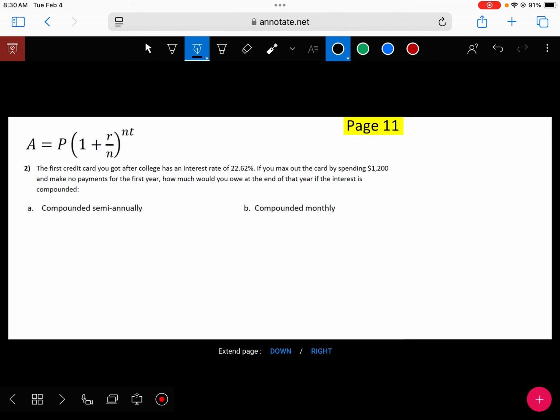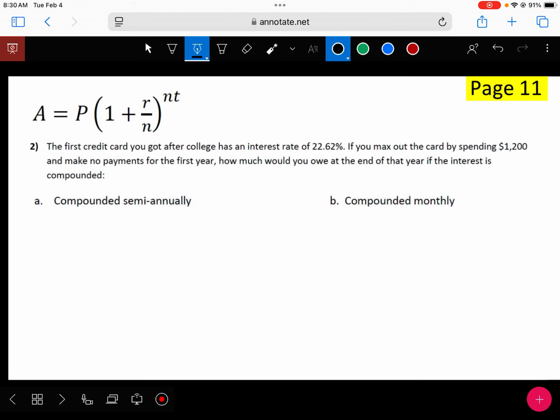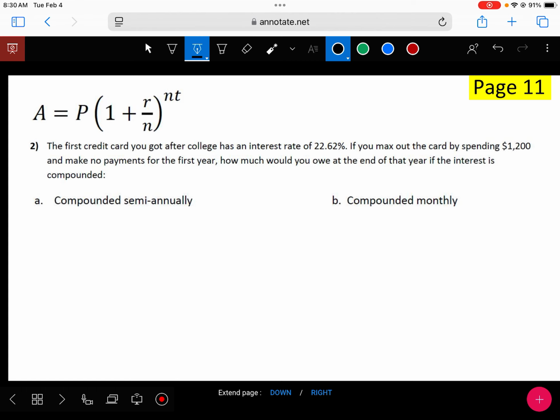All right, so let's go to the next page. Let's look at question 2. Question 2 says you got your first credit card after college. It has an interest rate of 22.62%. You max out the card by spending $1,200 and you make no payments for the first year. How much will you owe at the end of that year if the interest is compounded semi-annually? That means N is 2.